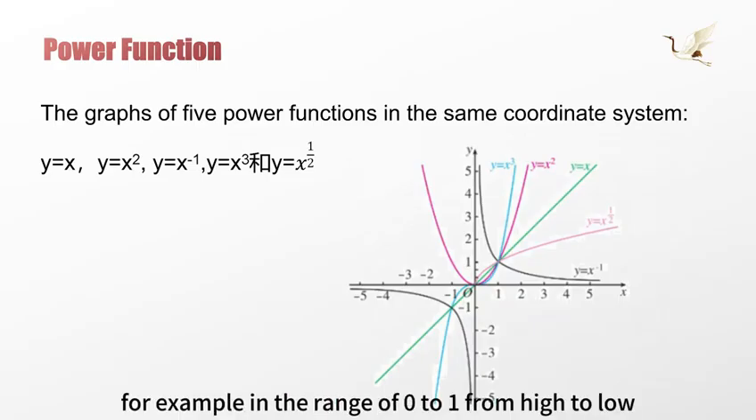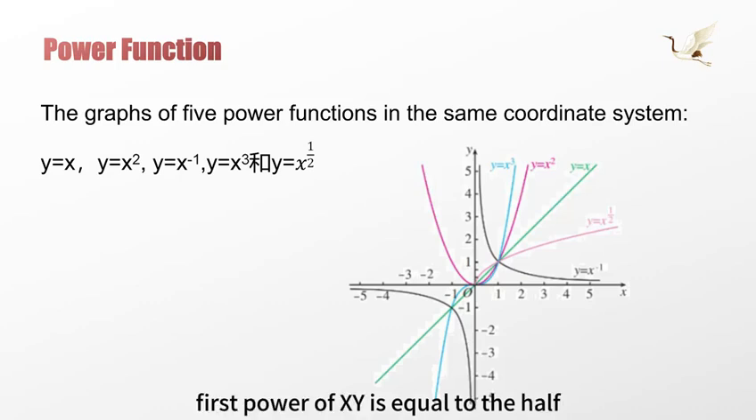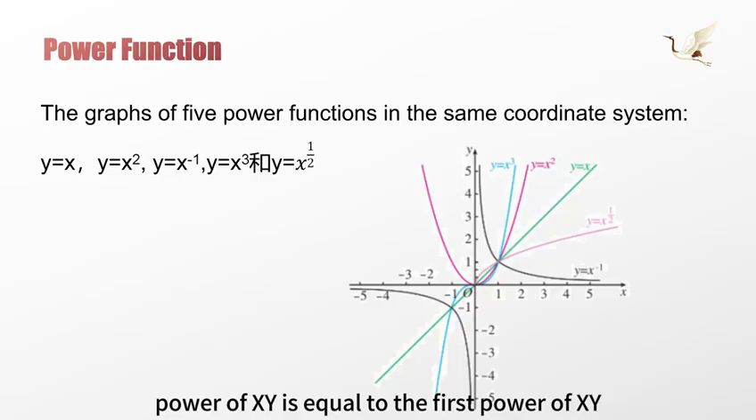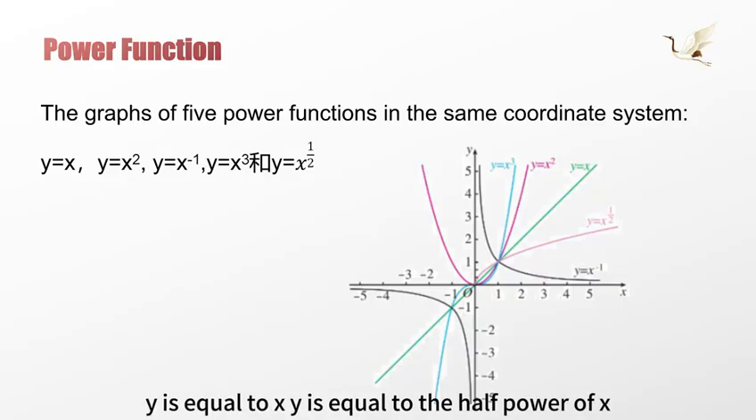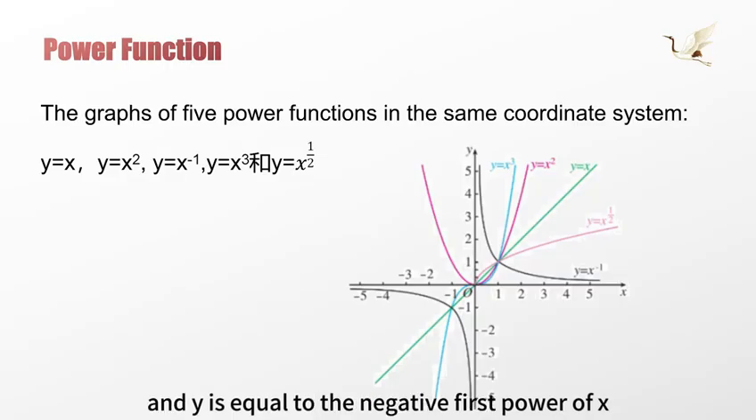For example, in the range of 0 to 1, from high to low: y equals x to the negative first power, y equals x to the half power, y equals x to the first power, y equals x to the second power, and y equals x to the third power. On the interval from 1 to positive infinity, from high to low: y equals x to the third power, y equals x to the second power, y equals x, y equals x to the half power, and y equals x to the negative first power.